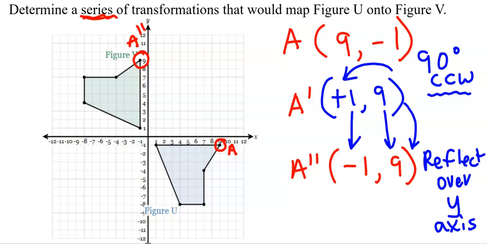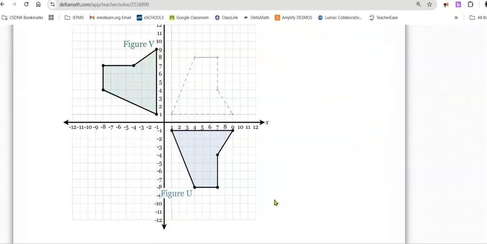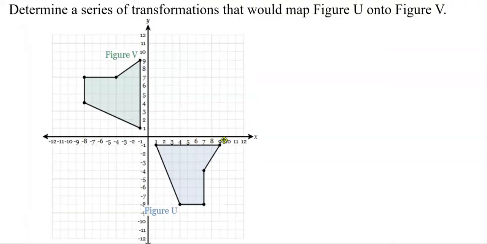There are other series of transformations that could also take you from figure U to figure V. Let's take a look at a different sequence. In this animation, you'll notice they reflected over the x-axis, and then they rotated 90 degrees counterclockwise. Reflection over the x-axis, 90-degree rotation counterclockwise. Let's take a look at how those points would appear.